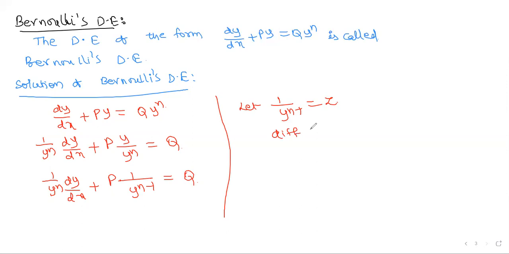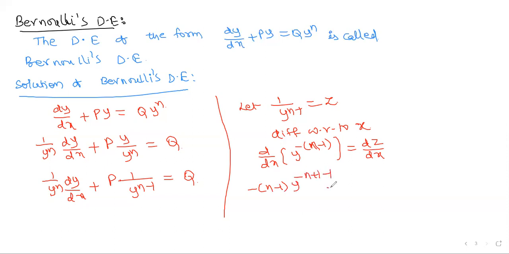Differentiation with respect to x. So d by dx of y to the power of minus (n minus 1) is equal to dz by dx. It is in the form of x power n, and the formula for x power n is n into x power n minus 1. So it is minus (n minus 1) into y to the power of minus n plus 1 minus 1, into dy by dx, equals dz by dx.